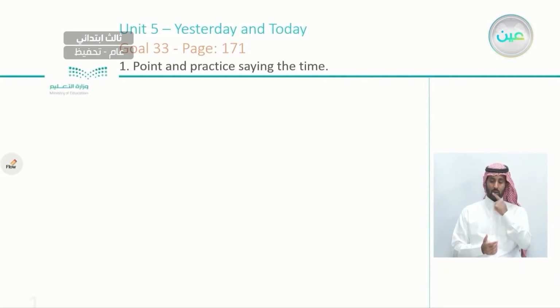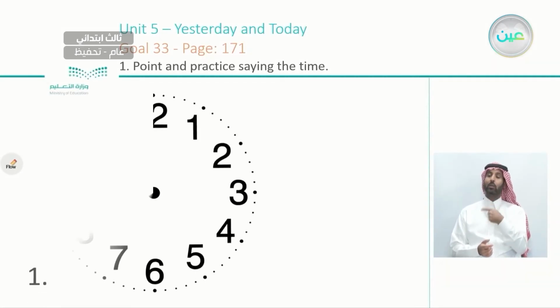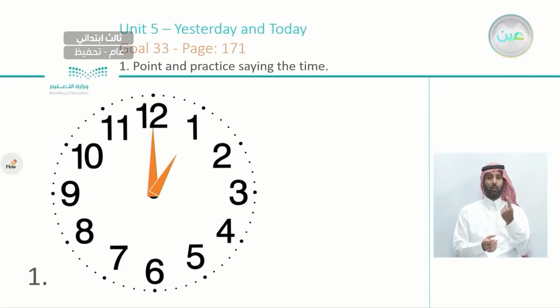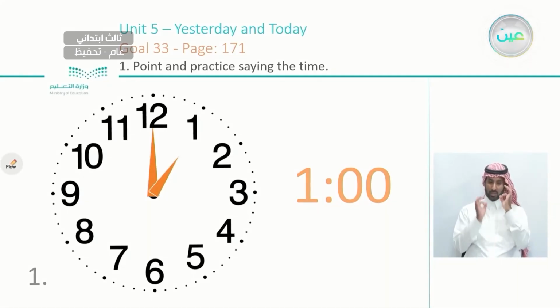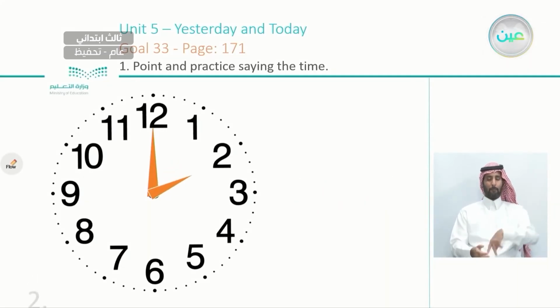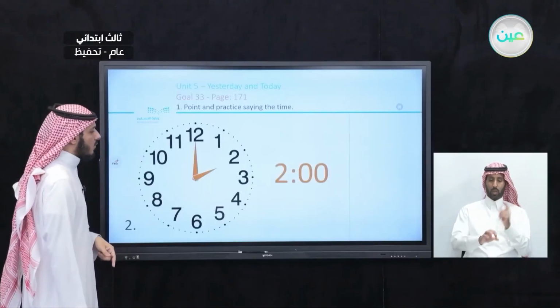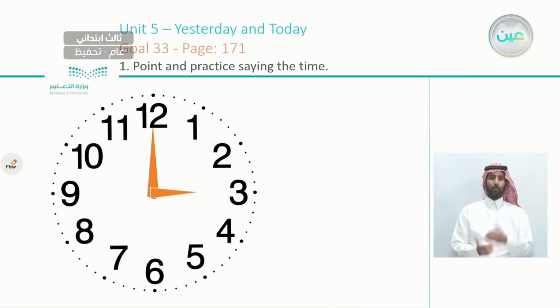Okay, now we have on page 171, point and practice saying the time. So now number 1, we have a clock here. What time is it here? Can you tell me? Yes, it's 1. Excellent, 1 o'clock. That's right. Okay, number 2, what is this? It's 2 o'clock. Excellent. What about this? 3 o'clock. Excellent. What about number 4?